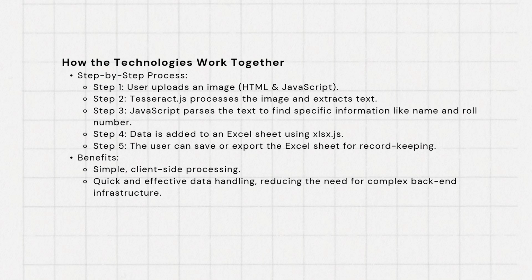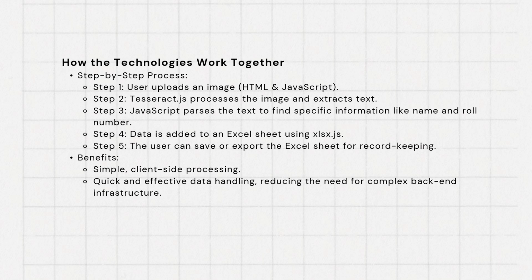Step by step process. Step 1, user uploads an image. Step 2, Tesseract.js processes the image and extracts text. Step 3, JavaScript parses the text to find specific information like name and roll number. Step 4, data is added to an Excel sheet using XLSX.js. Step 5, the user can save or export the Excel sheet for record keeping.